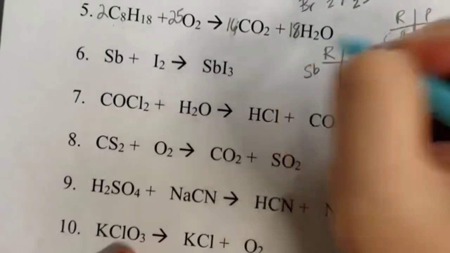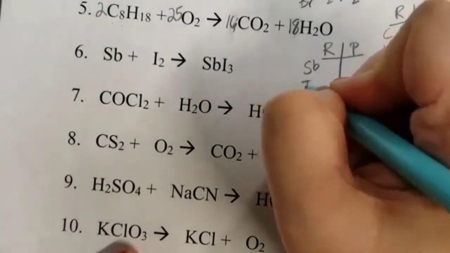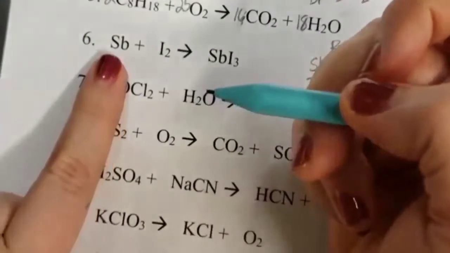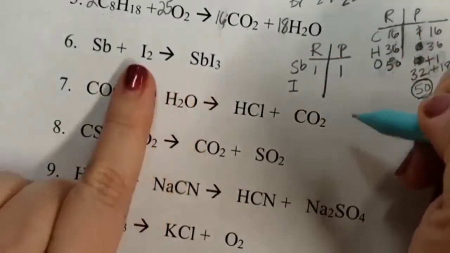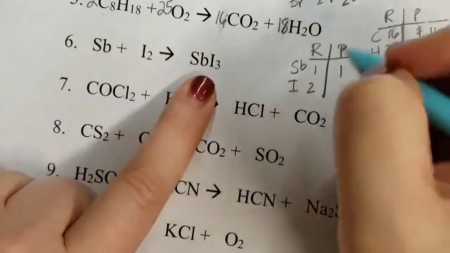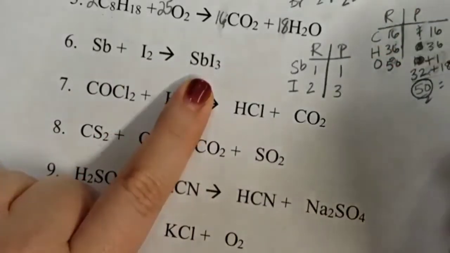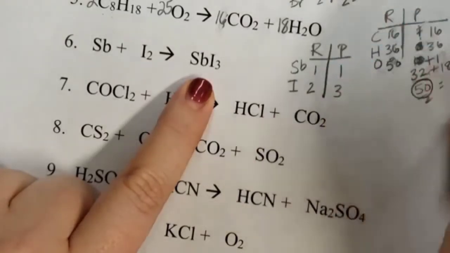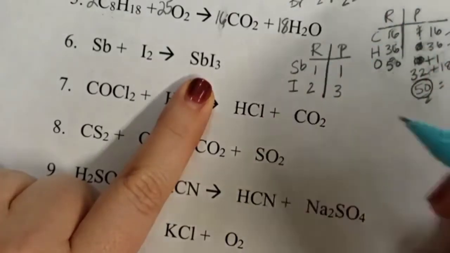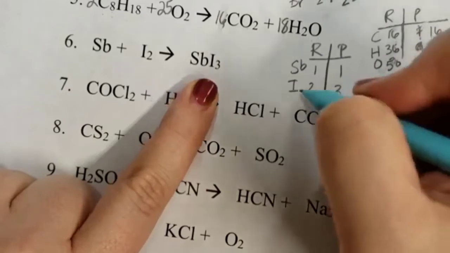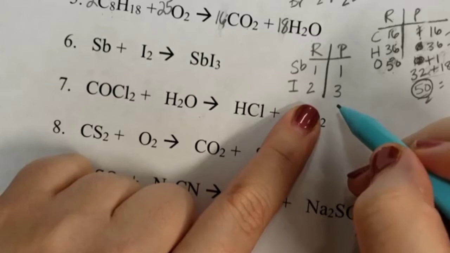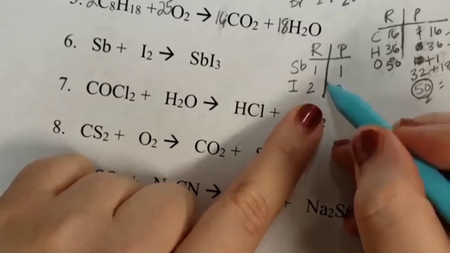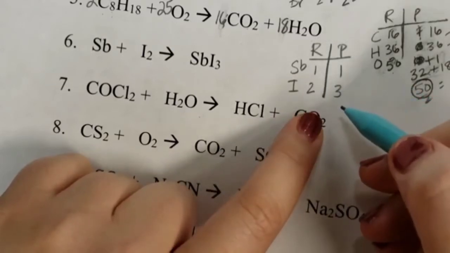reactants and products. We'll list our elements: antimony and iodine. Okay, we have 1 antimony on this side, 1 on this side. We have 2 iodine on this side and 3 on this side. Okay, this is already balanced, so I forgot to do check marks on that. Here, you got to find a common denominator or common number. In this case, it's easily identified as 6.